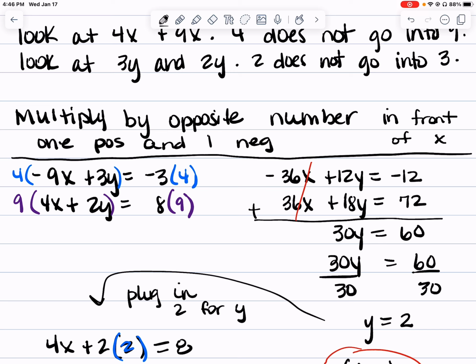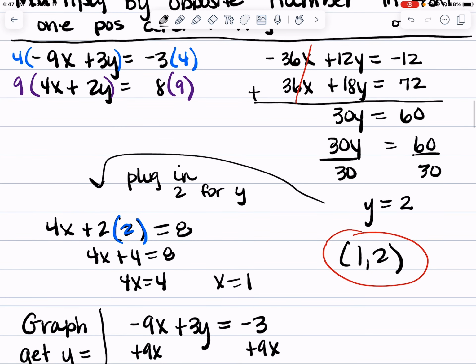Minus 36x plus 36x is 0. Add the like terms, 30y equals 60. Divide, we get y equals 2. Go back and plug in 4x plus 2y equals 8, we know y equals 2. That gives us 4x plus 4 equals 8. Subtract 4, we get 4x equals 4. Divide, we get x equals 1.